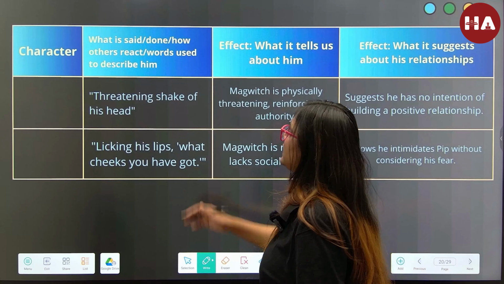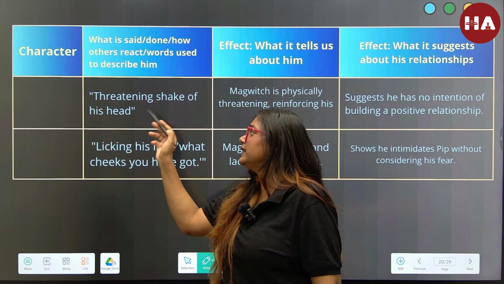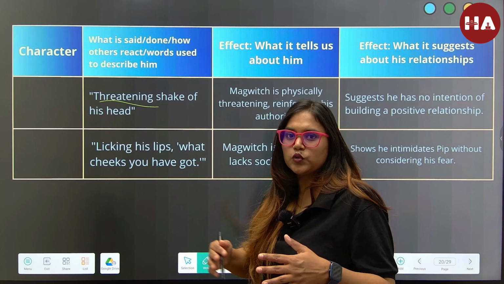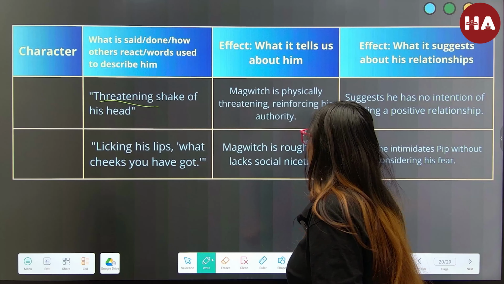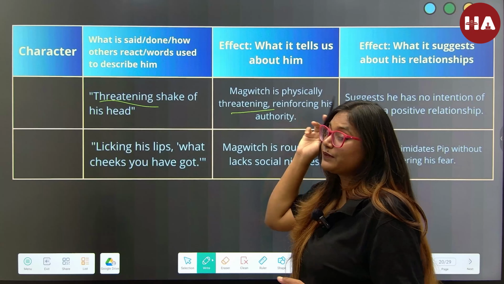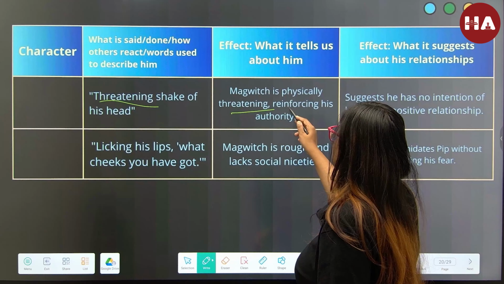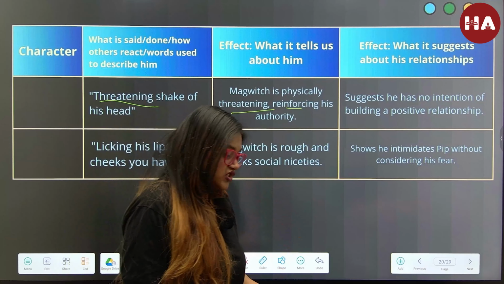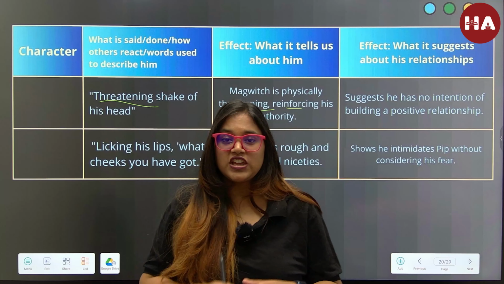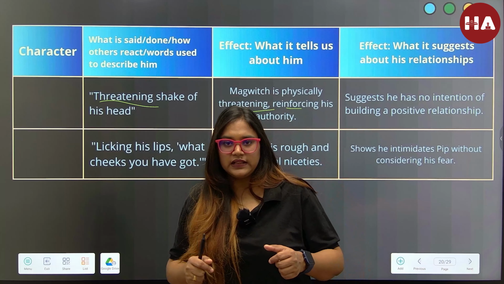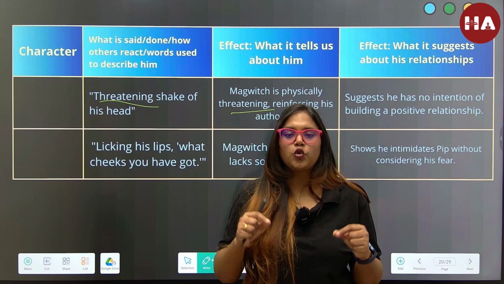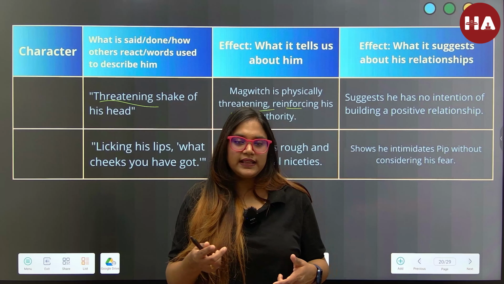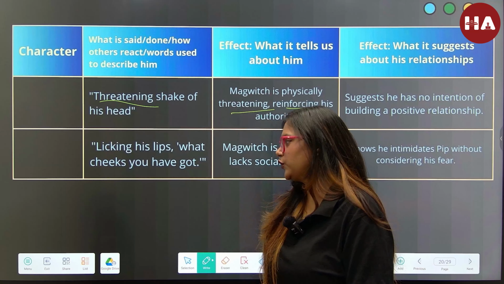Let's see, "threatening shake of his head." Again, threatening, even the words are given, so it is very easy to give the implied meaning. Magwitch is physically threatening. This reinforces his authority and suggests he has no intention of building a positive relationship. Obviously, if someone is shaking their head in a threatening way, they are not going to shake hands with you or be friendly. Instead, they are going to be dreadful and horrifying.